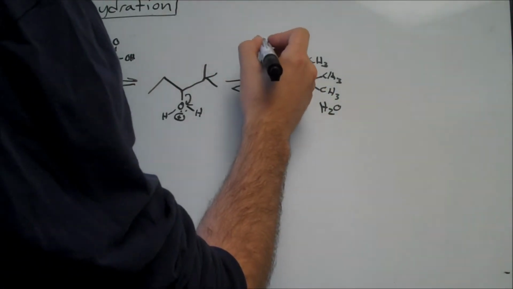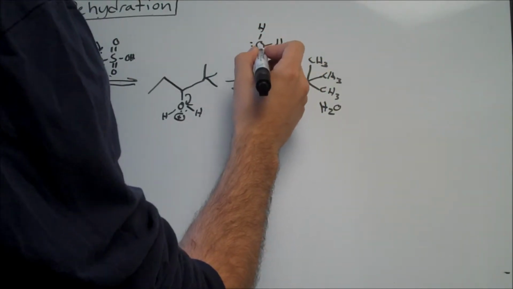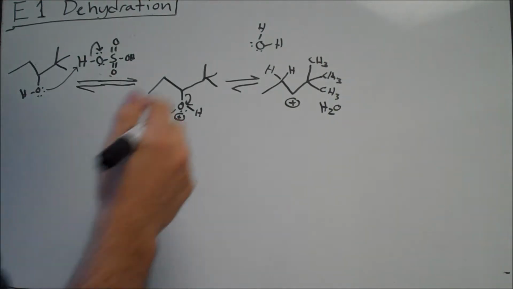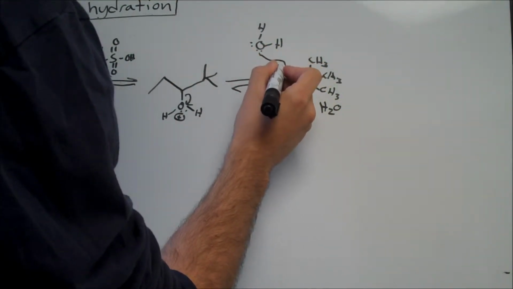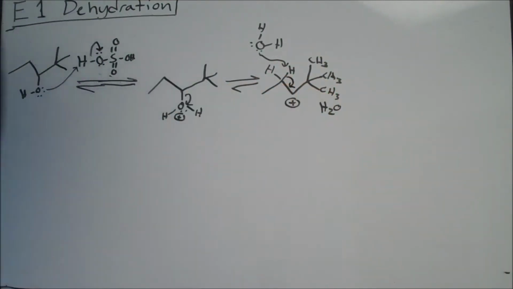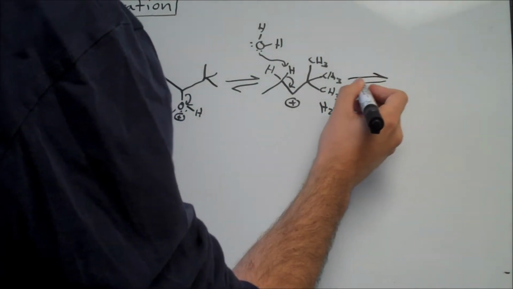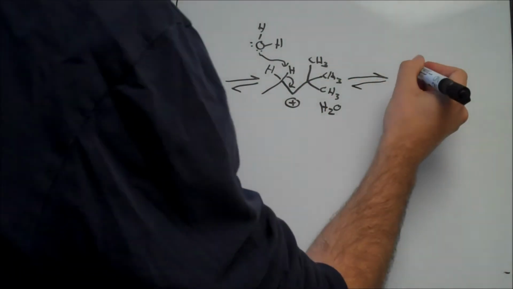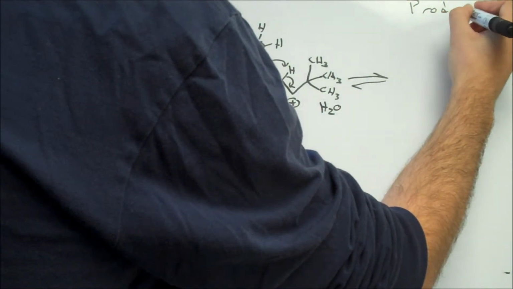I'll redraw the water up here, and you can use water as the base because it has a lone pair of electrons to pull off one of these protons. So let's go ahead and draw that step where we take the water attacking the proton, and then those electrons falling in to form the double bond. And so we've got actually two products from this, and let's look at what those are. We'll go ahead and write out all of our products from this reaction.